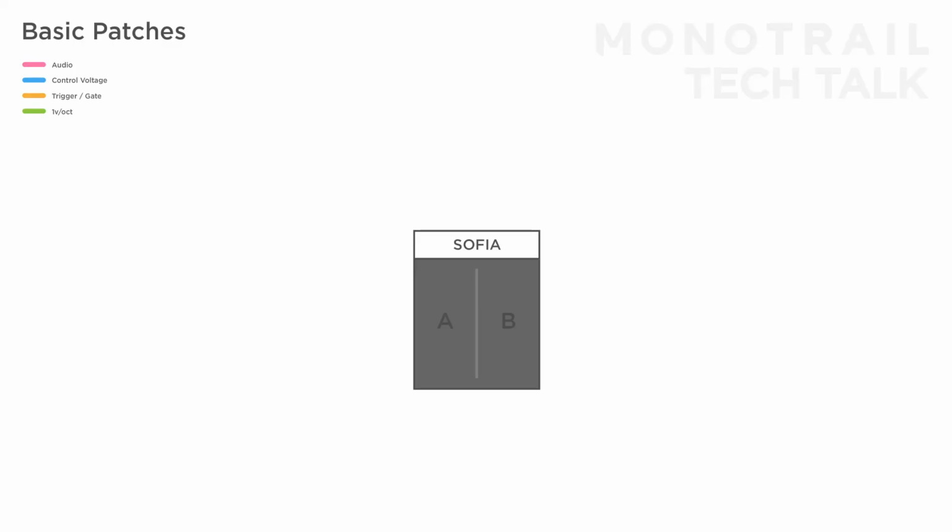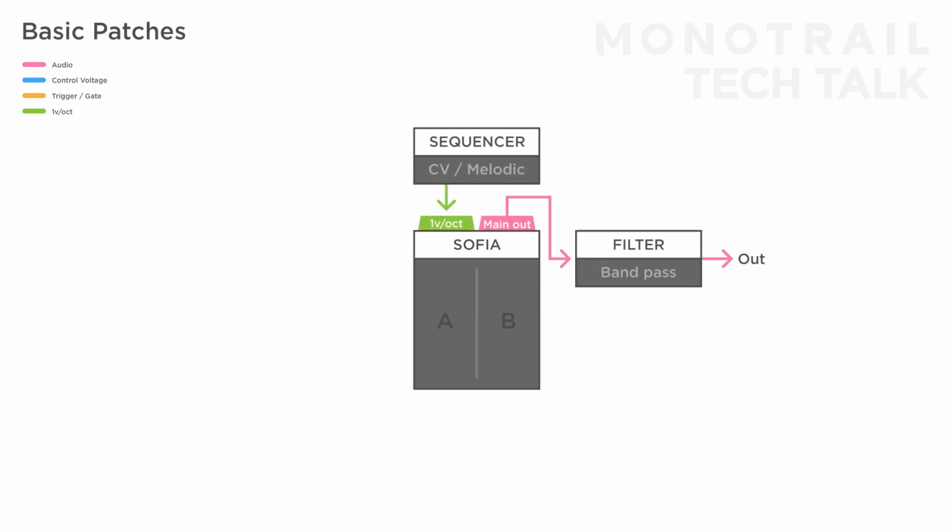But let's try something different. Of course, you can easily get traditional and controlled sounds when using a filter to tame Sofia. Here, a bandpass filter is used. There's also a sequencer and an envelope opening the filter.